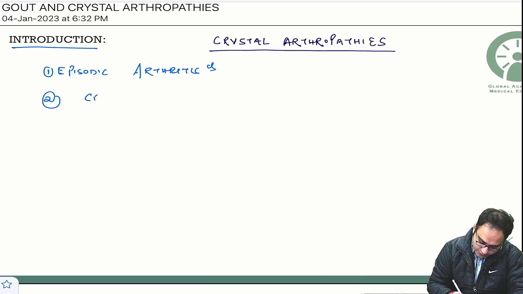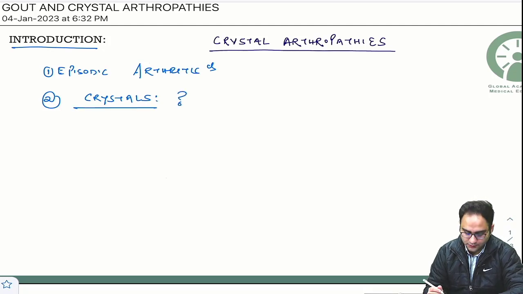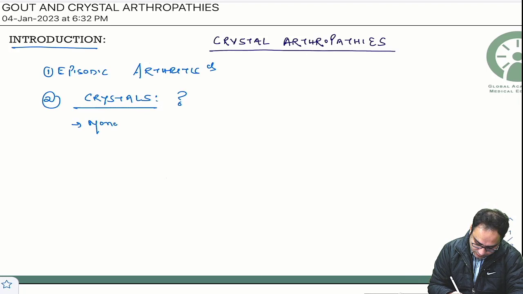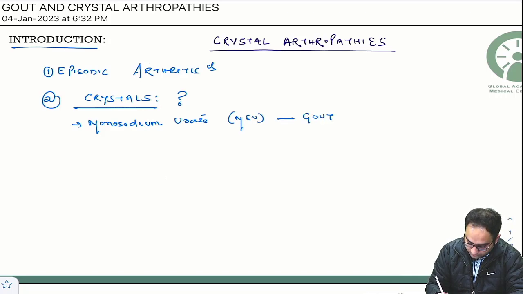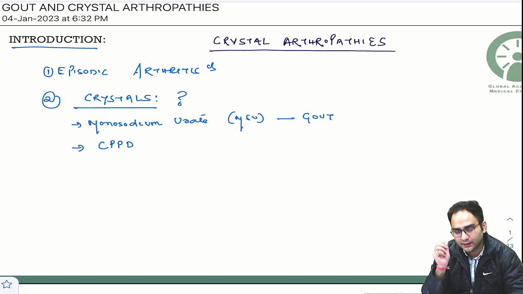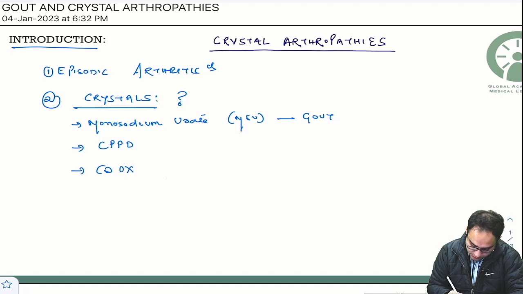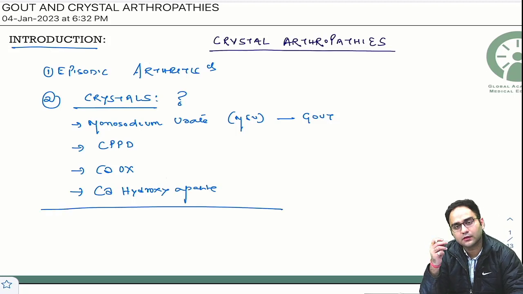So what are the different crystals that can cause arthropathies? They are monosodium urate, which causes gout. Then you have calcium pyrophosphate, which causes calcium pyrophosphate disease. Then you have calcium oxalate crystals, and calcium hydroxyapatite crystals, right? Each of them has its own role, and each is capable of causing different types of diseases and deposition.